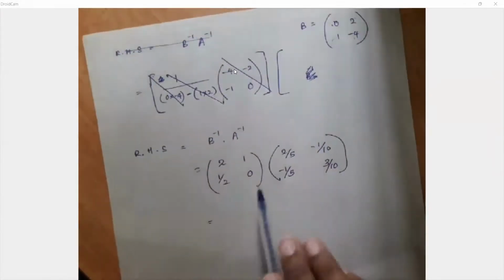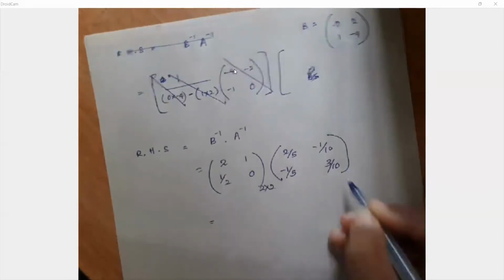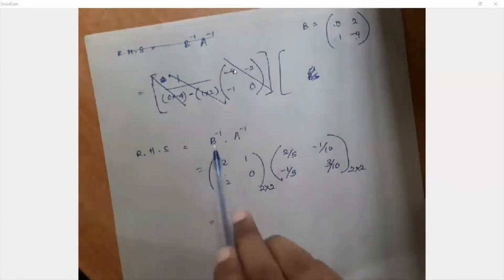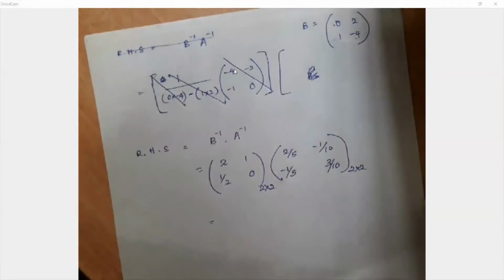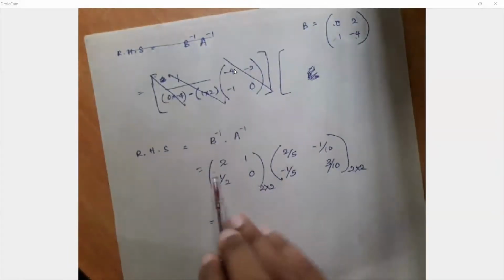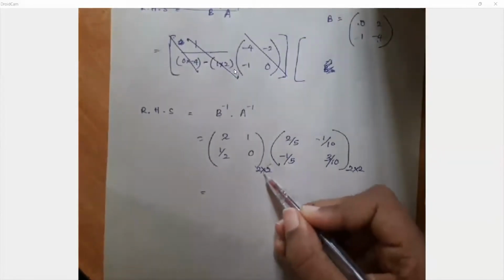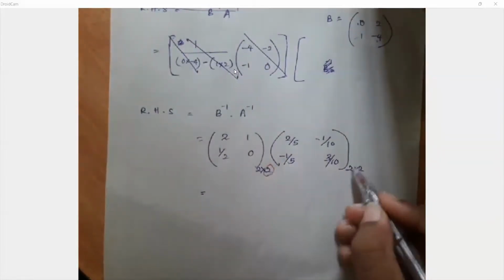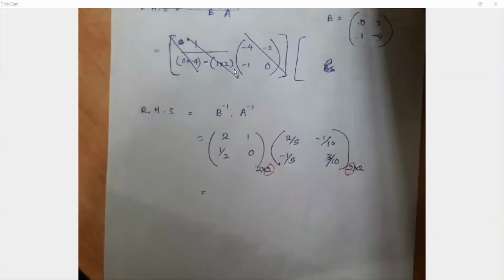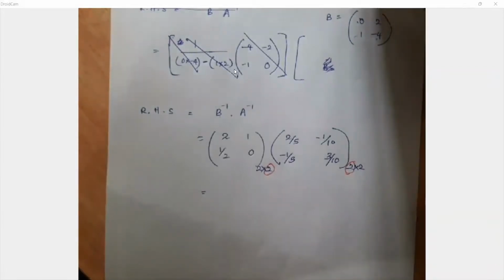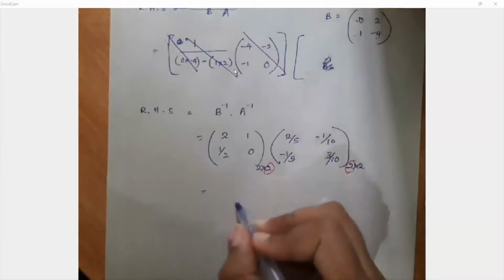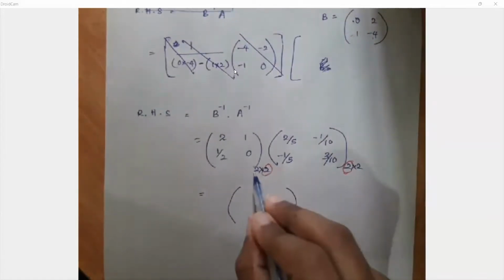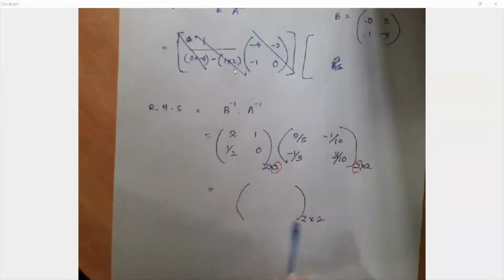Now we didn't find this one in part A: P inverse times A inverse. Now take the multiplication. Multiplication means first we have to check the order. Not the same order, but the number of columns and the number of rows in this one should be the same. So 2 and 2. Our multiplied matrix will be this 2 into this 2, so it will have 2 rows and 2 columns.